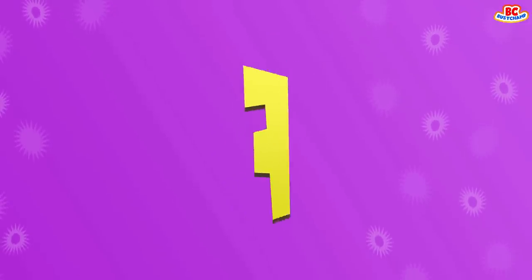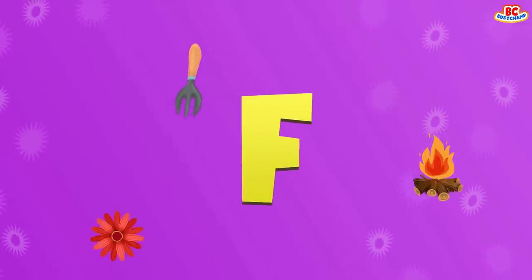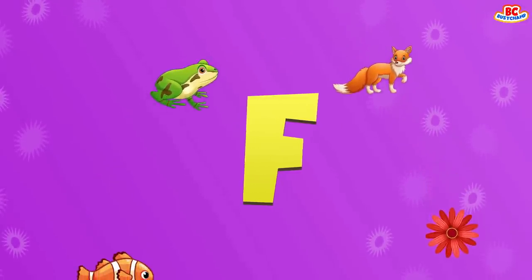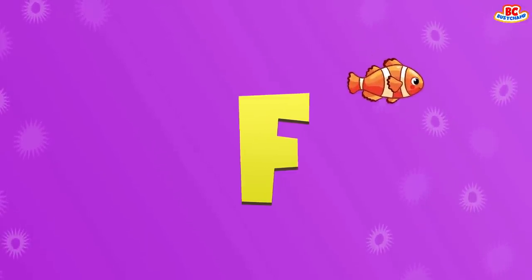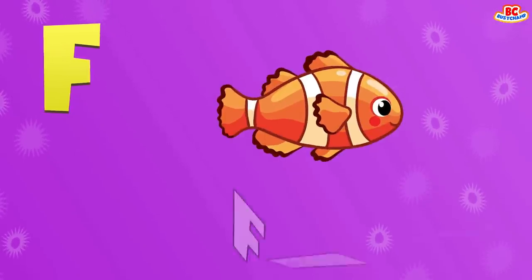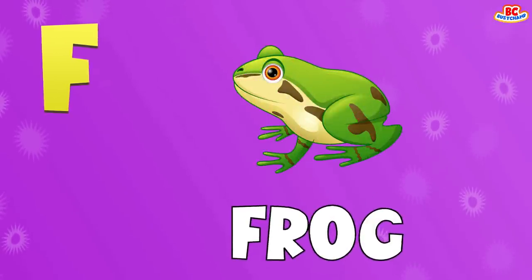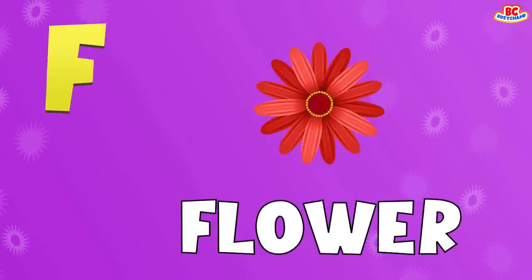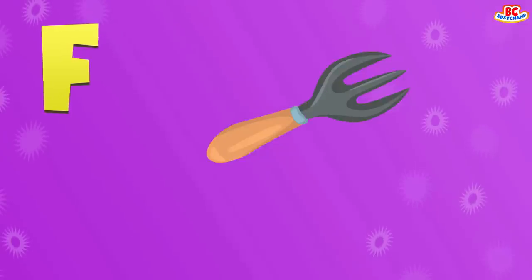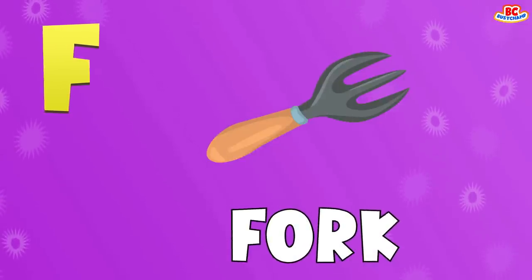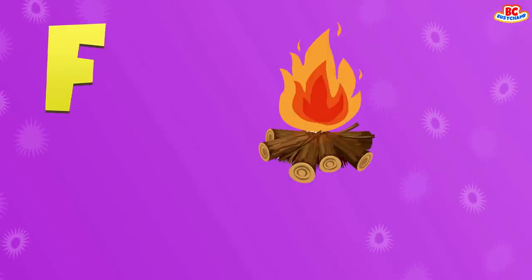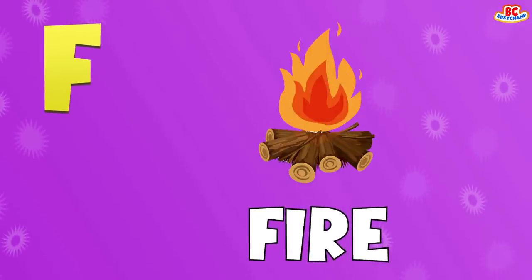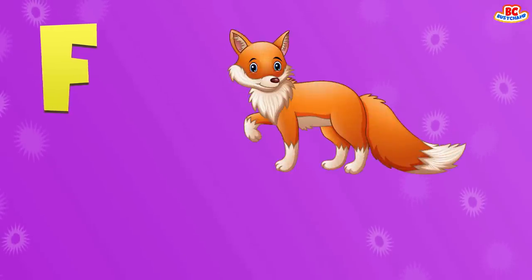F. F is for fish. Fish. F is for frog. Frog. F is for flower. Flower. F is for fork. Fork. F is for fire. Fire. F is for fox. Fox.